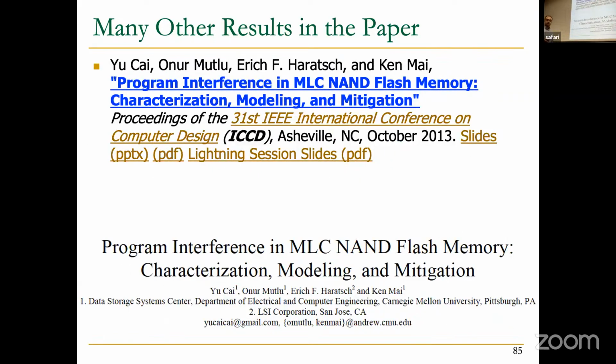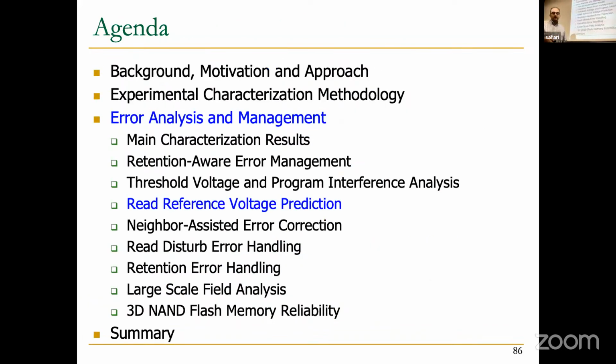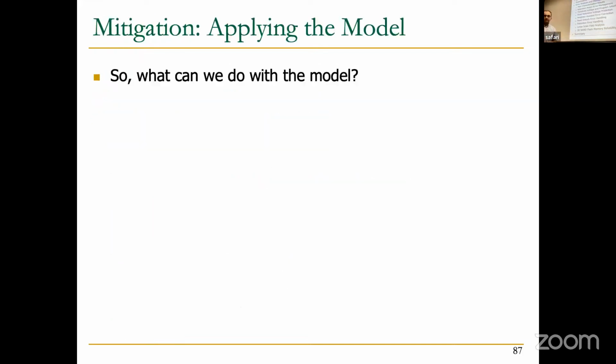If you're interested, I encourage you to check this paper. But now we want to go into another interesting source of error, which is reference voltage prediction. This is a mechanism where we predict the read reference in order to fix the errors and provide better performance.